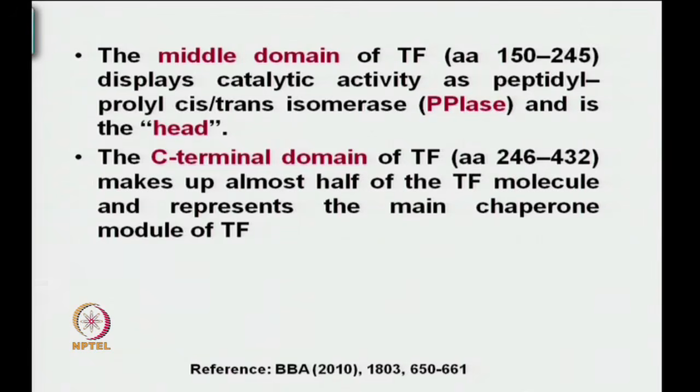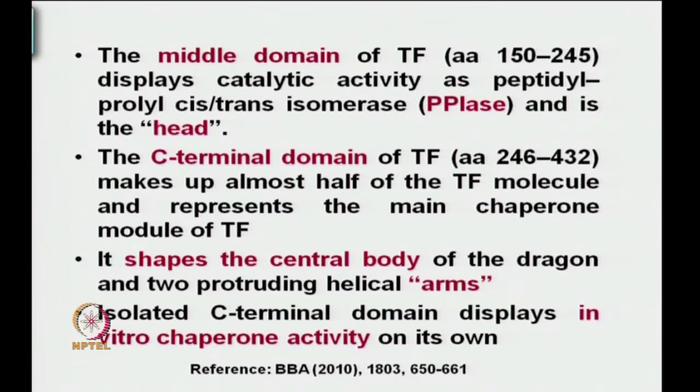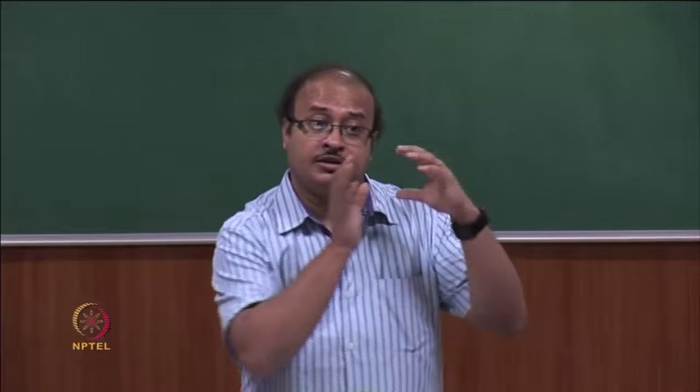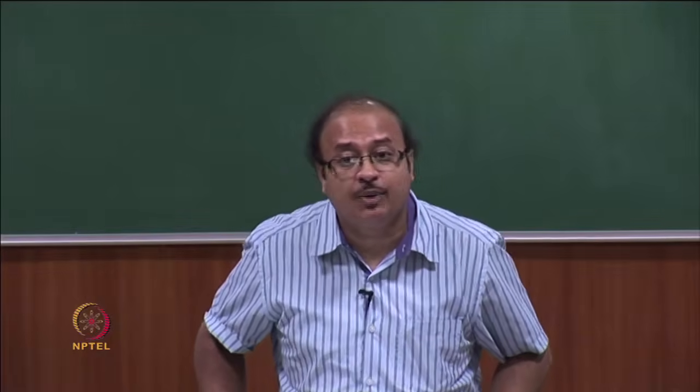Now, as I said, one of the most important structural parts is the C terminal domain. It has amino acids from 246 to 432, makes up almost half of the TF molecule, and represents the main chaperone module of the trigger factor. One more important point is that if you just take the C terminal domain in isolation, it will exhibit chaperone activity. That means there is no N terminal domain, there is no PPIase domain, and the C terminal domain itself will be able to exhibit chaperone activity.